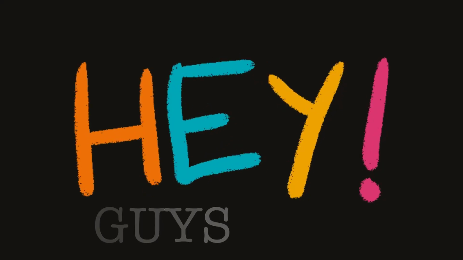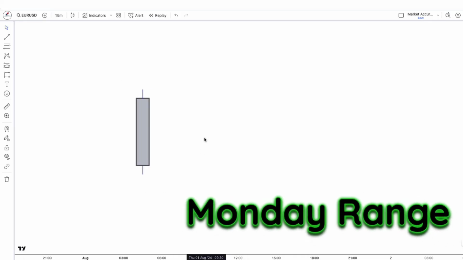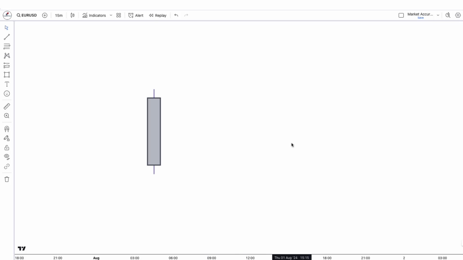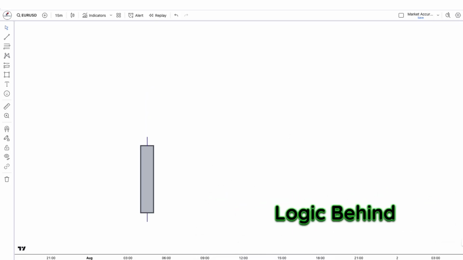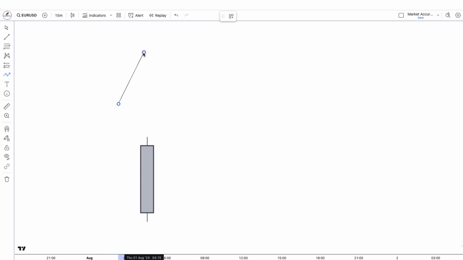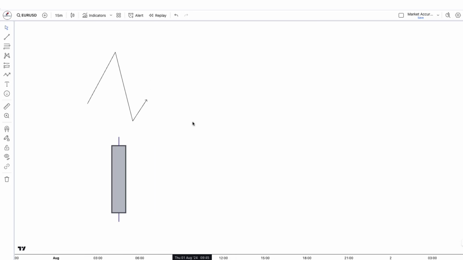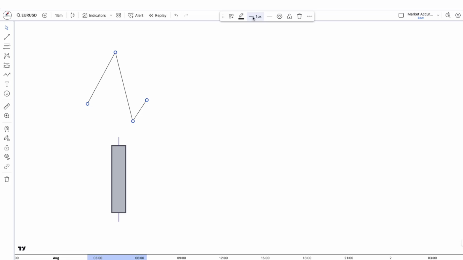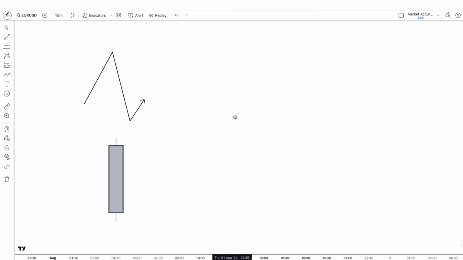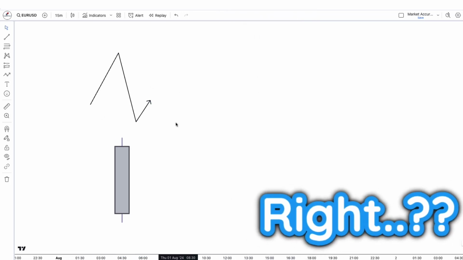Hey guys, in this video, we're going to talk about Monday range and how you can trade it. But first of all, we need to understand the logic behind it. As we know, the London session prints the high or the low of the day 70 to 80% of the time. So London session is going to print out the low or the high of the day, 70 to 80% of the time. Alright?